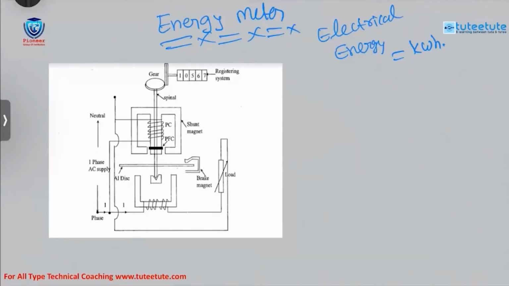In our home also we have an energy meter fixed by our local EB department. Our electricity bill is usually given in units. One unit is equal to 1 kilowatt hour. If you observe our electricity bill, they mention the number of units consumed. Nowadays most EBs use digital energy meters, but in olden days they used electromechanical energy meters.